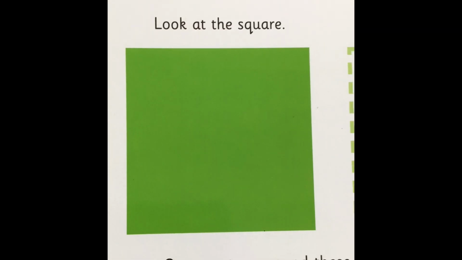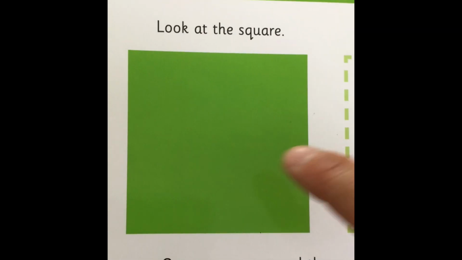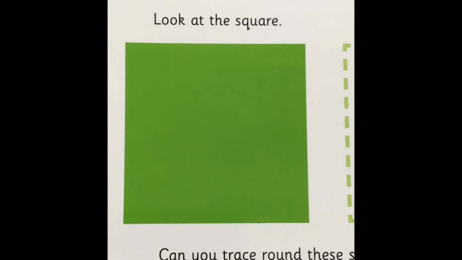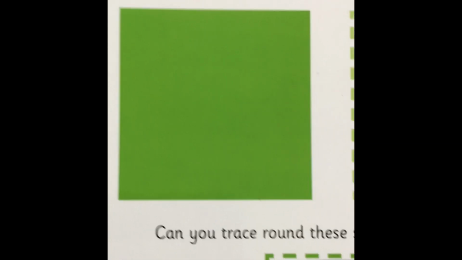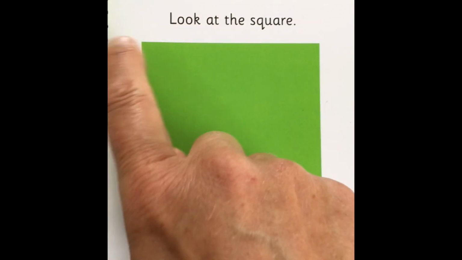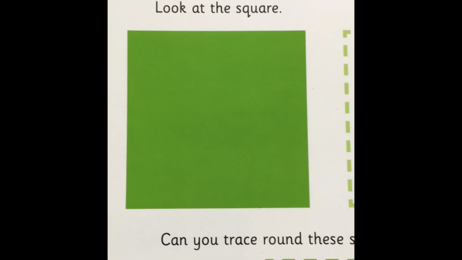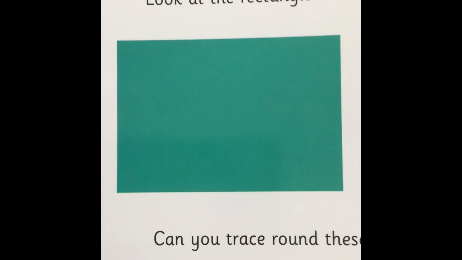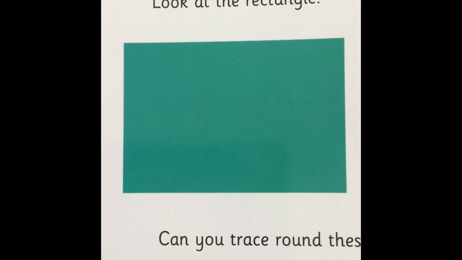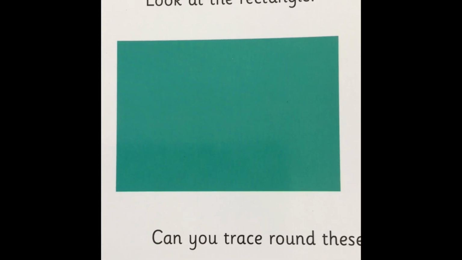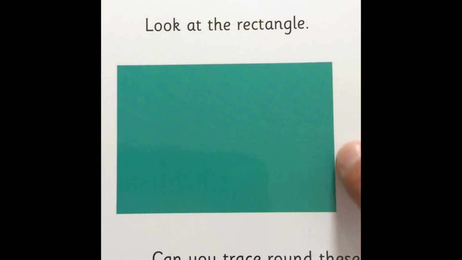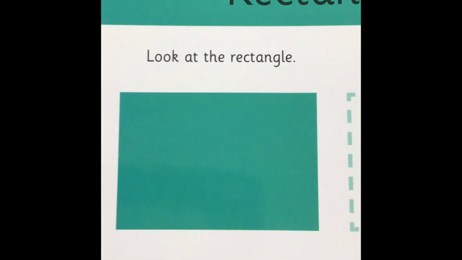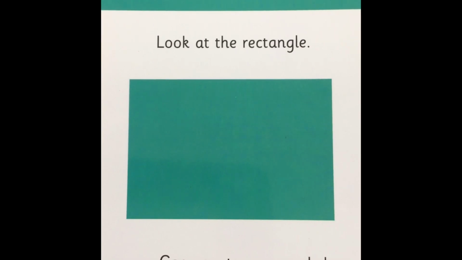This shape is a square, and a square has 1, 2, 3, 4 equal sides, and it also has 1, 2, 3, 4 vertices. This shape is called a rectangle, and a rectangle has 4 sides too, just like a square. But you'll notice the difference is that 2 sides are shorter than the other 2 sides. A rectangle has 4 vertices too.